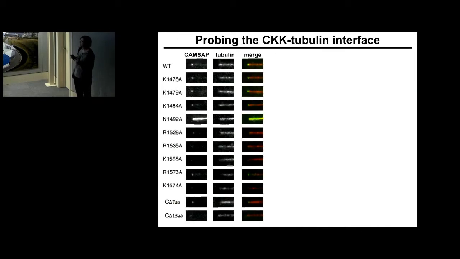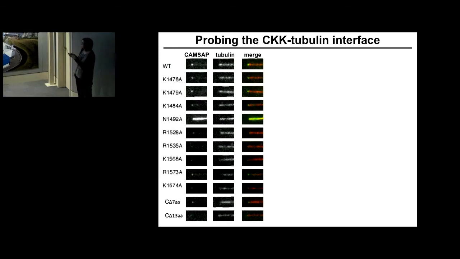And so Kai, the postdoc in Anna's lab, basically mutated everything at the surface, the interface between the CKK domain and the microtubule. And you can see that in many cases, mutation of, for example, charged residues tends to result in a slightly lower affinity for the microtubule end compared to the wild type. And this is what you expect typically for residues that are affecting the affinity of the protein both for the lattice and for the microtubule end.